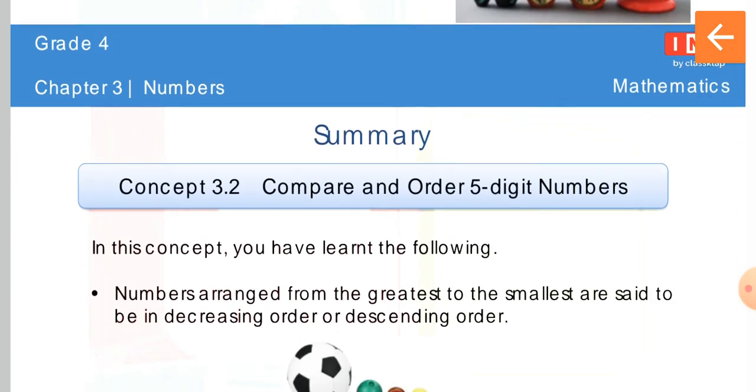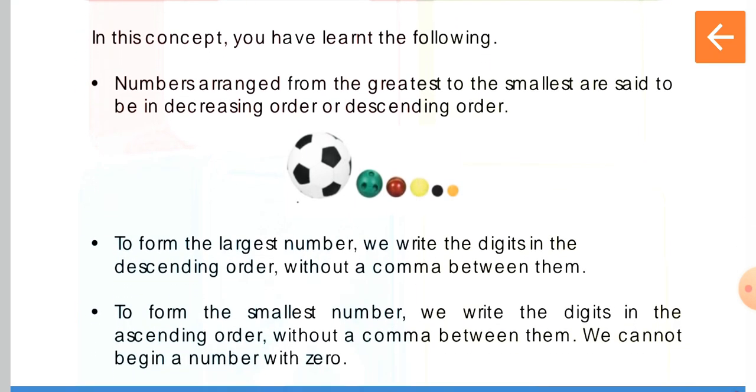Now, can you tell me what is descending order? Yes, numbers arranged from the greatest to the smallest are said to be in decreasing order or descending order. Okay, look at these balls. Here the bigger one is in the first position, then the smallest one, right? So, this is the descending order. Arranging the numbers from greatest to the smallest are said to be in decreasing order or descending order.